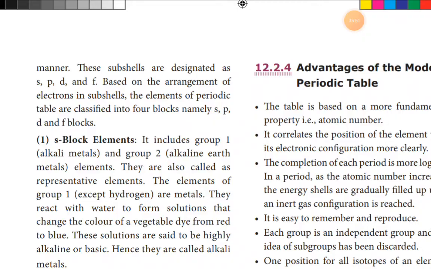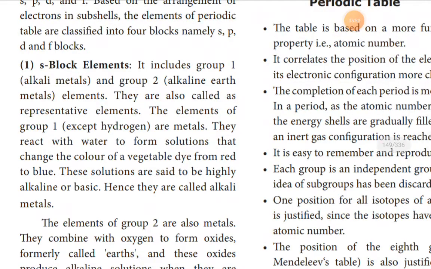First we are going to learn about s block elements. The s block defines group 1 and group 2 elements. Already you know what groups are: groups are the elements present in the vertical columns of the periodic table. Vertical columns mean top to bottom. There are 18 groups in the modern periodic table. Group 1 and 2 are in the s block.